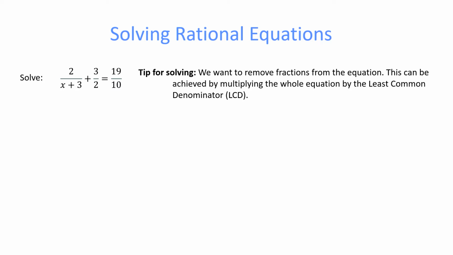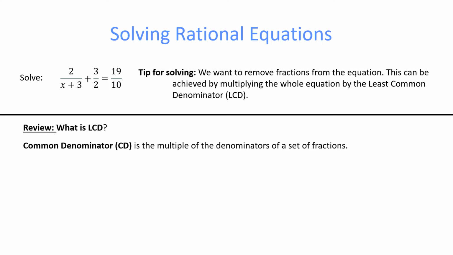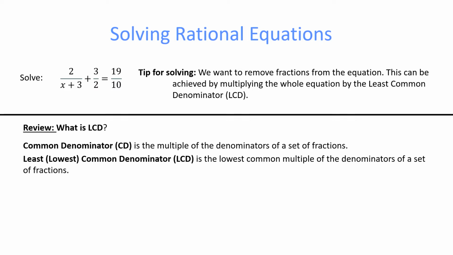revise what a least common denominator is. A common denominator is a multiple of the denominators of a set of fractions. But in our case, we want to find the least, also known as the lowest common denominator, which is the lowest common multiple of the denominators of a set of fractions. So what is that? Imagine that we have an easier example, 1/2 plus 2/3.